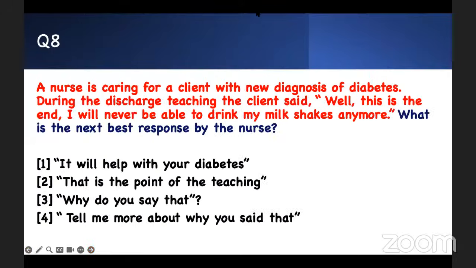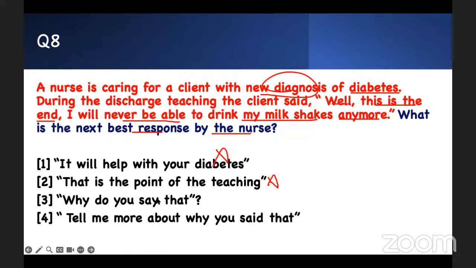And this is caring for a client with a new diagnosis of diabetes. During discharge teaching, the client said, well, this is the end. I will never be able to drink my milkshakes anymore. What is the best response by the nurse? You have to be therapeutic, straightforward, therapeutic. "It will help with your diabetes." No way. That is the point of the teaching, being sarcastic.